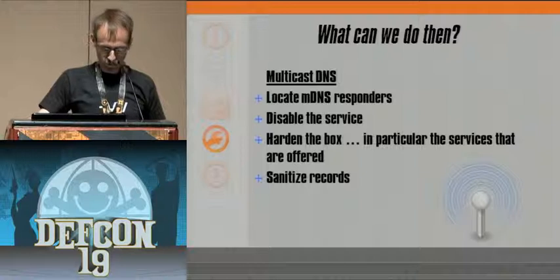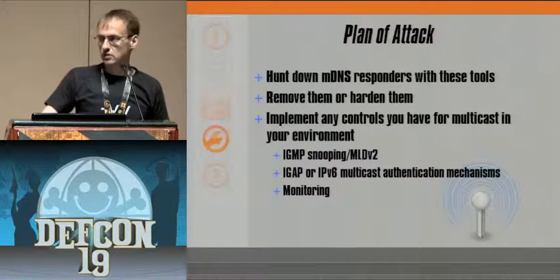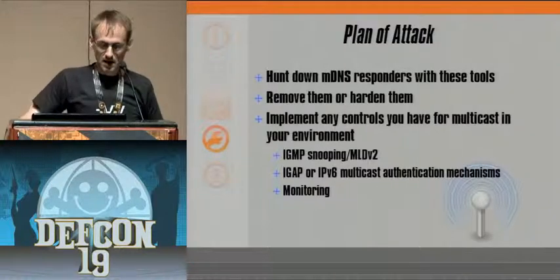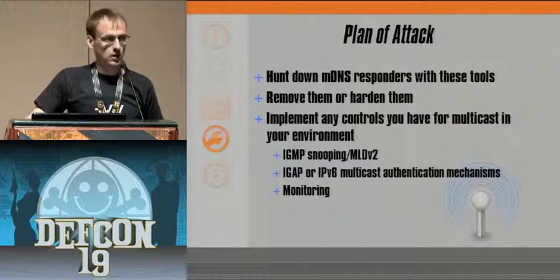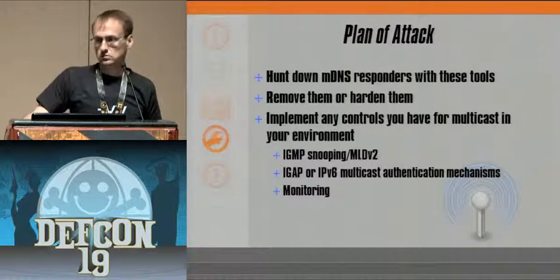All right. So ultimately, the plan of attack is hunt down MDNS responders with these tools, remove them or harden them, and then implement any controls you have for multicast in your environment. The IGMP snooping, that's for IPv4, MLDv2, in those environments that have implemented IPv6. Implement, of course, IGAP if you have it, or any IPv6 multicast authentication mechanisms available, and of course, monitor. Find out who is out there participating. Okay.